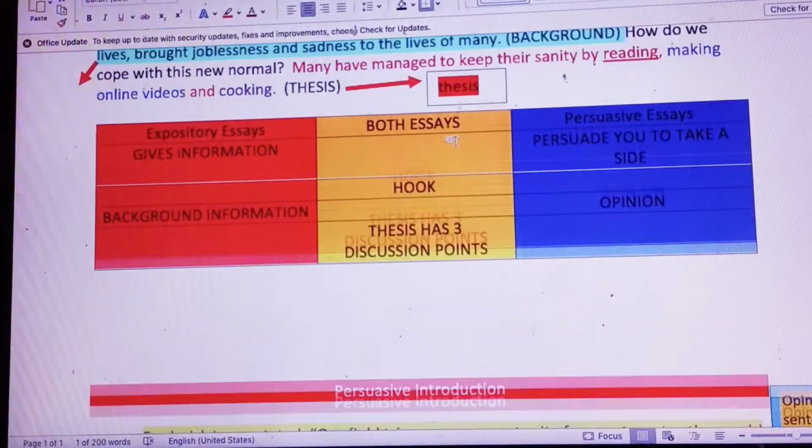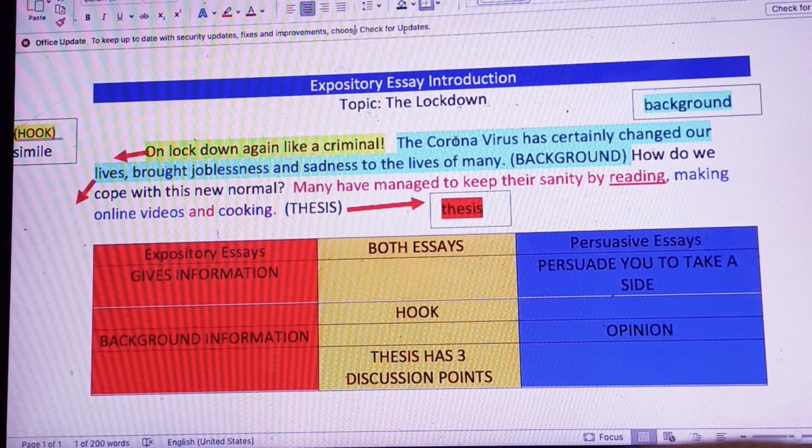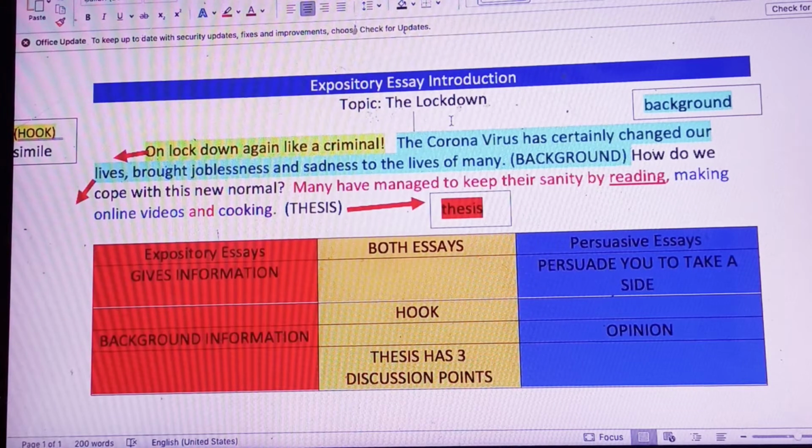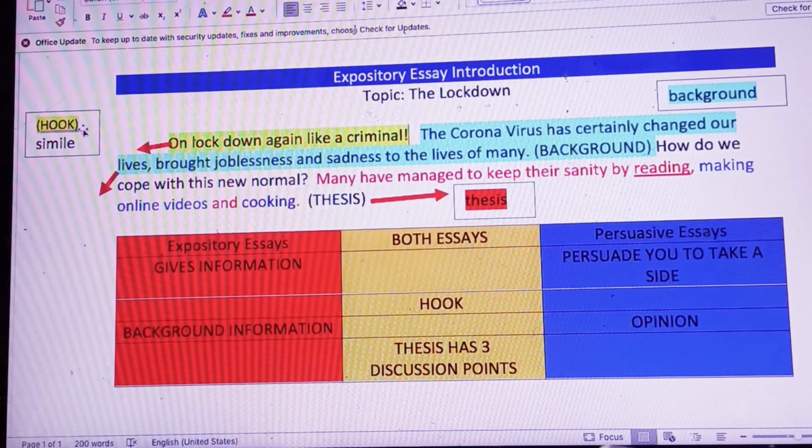So let's look at a sample expository essay to illustrate that point. Notice this particular expository introduction is about the lockdown. Many of us have had to endure lockdowns, and it has definitely affected our lives in positive and negative ways. We have a hook. It says, on lockdown again, like a criminal. So notice the student uses a strong statement or exclamatory statement, and they incorporate a simile in the opening sentence, which is a hook. After the hook, the student then gives us background information.